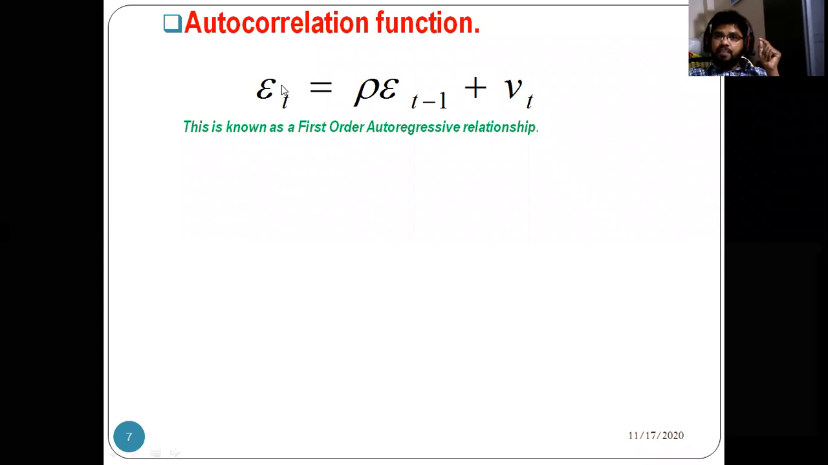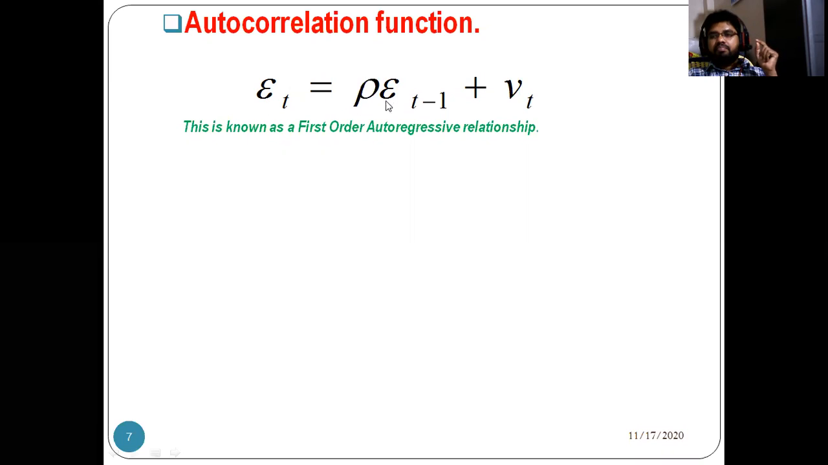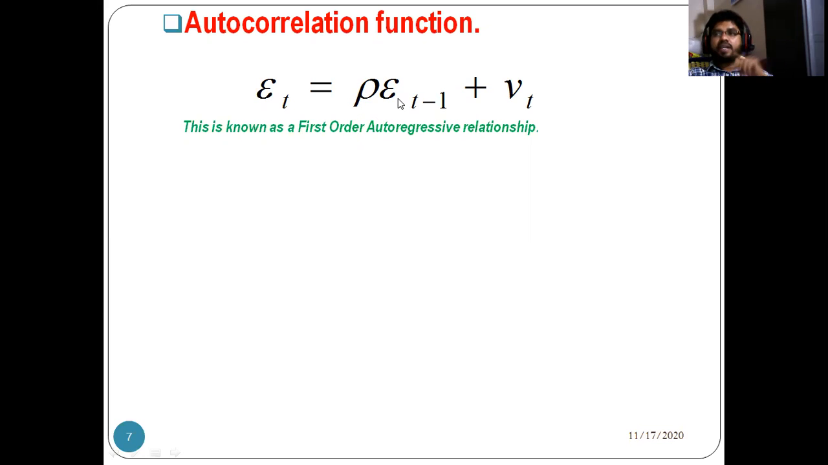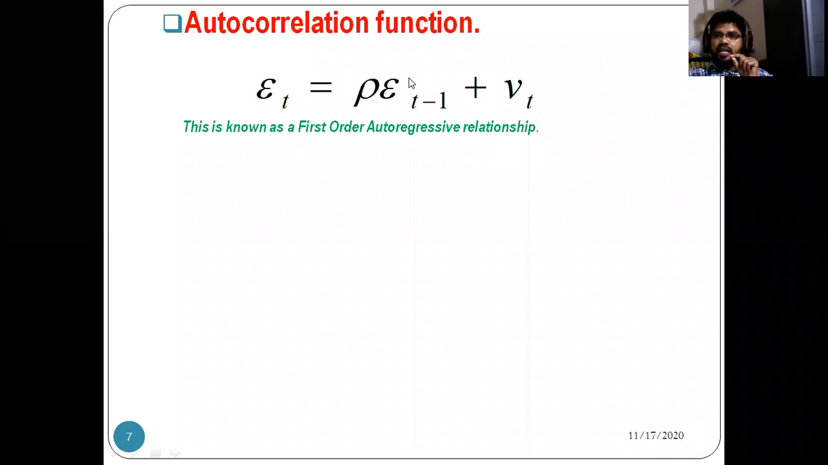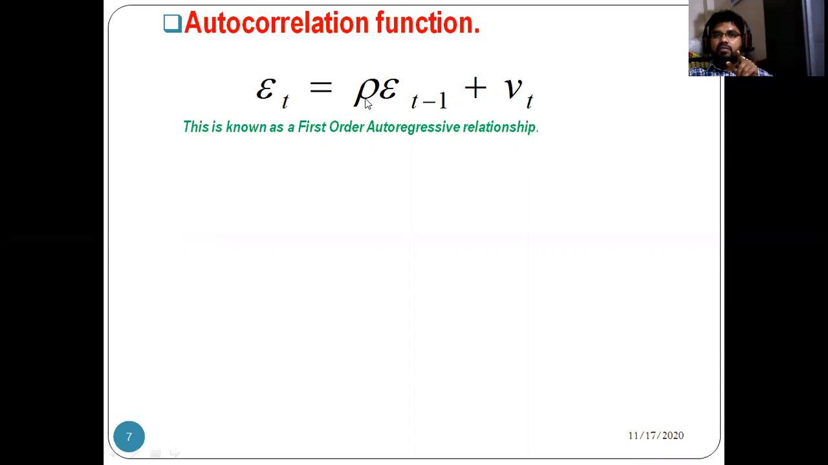Here, the present error term depends on its previous error term. If something happened yesterday, it may affect today. That's why epsilon t equals rho epsilon t minus 1 plus v t. Rho, which looks like p but is not p, is called the coefficient of the previous error term. Just as beta 1 and beta 2 are coefficients of x, rho is the coefficient of the previous error term.